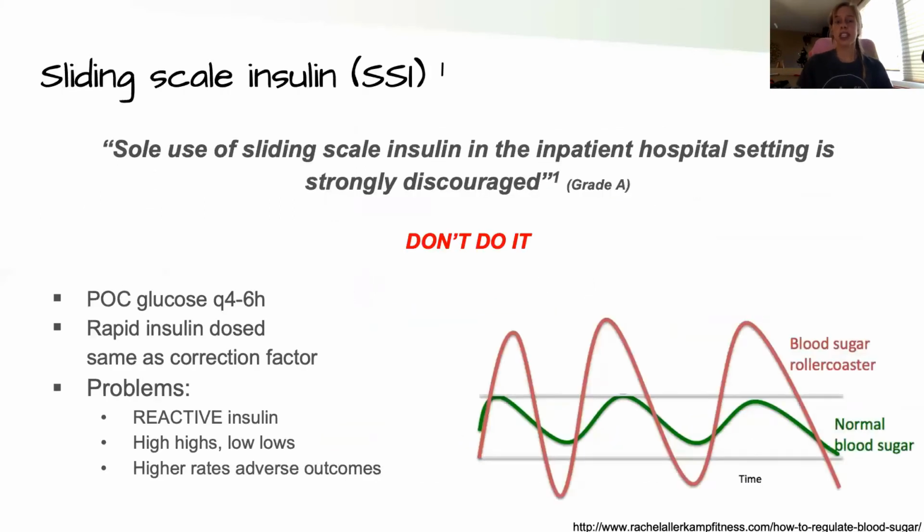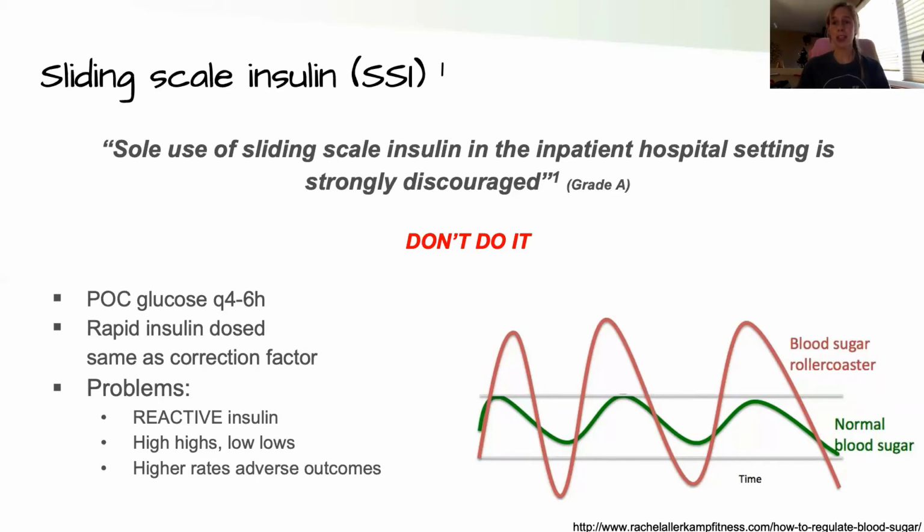The other strategy is sliding scale insulin. This is going out of favor for really good reason. Again, we have this recommendation from the American Diabetes Association with grade A evidence to not use the sliding scale insulin pattern. Essentially what this is, is that you're taking point of care glucose measurements every 4 to 6 hours, and then you're dosing that insulin based on their blood sugar measurement at that time.